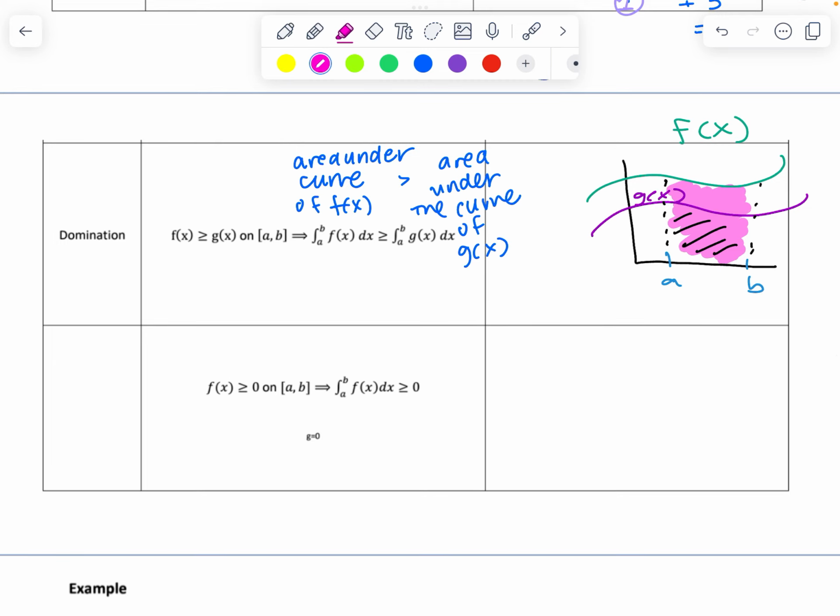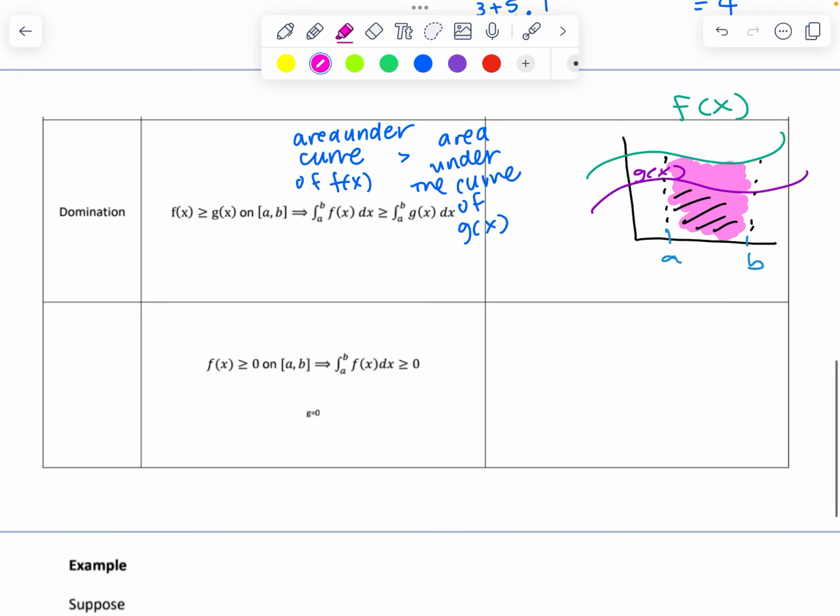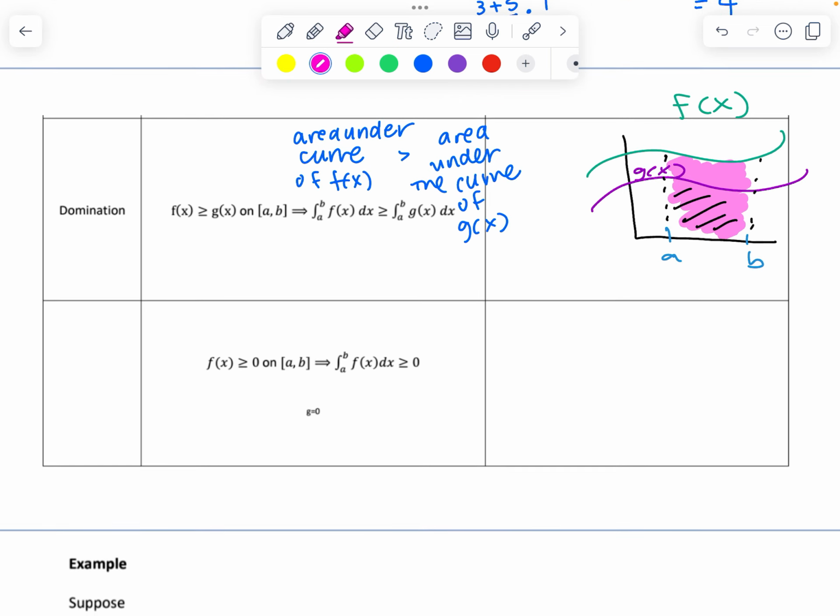And then we just have one more, and then we'll do some example problems. This next one's kind of similar. It's saying that if f of x is greater than or equal to 0, so that means all of its y values are always greater than 0, then its integral, its area, is going to be greater than or equal to 0. So if it's always greater, this area is always going to be positive area. This doesn't work if it's negative, right?